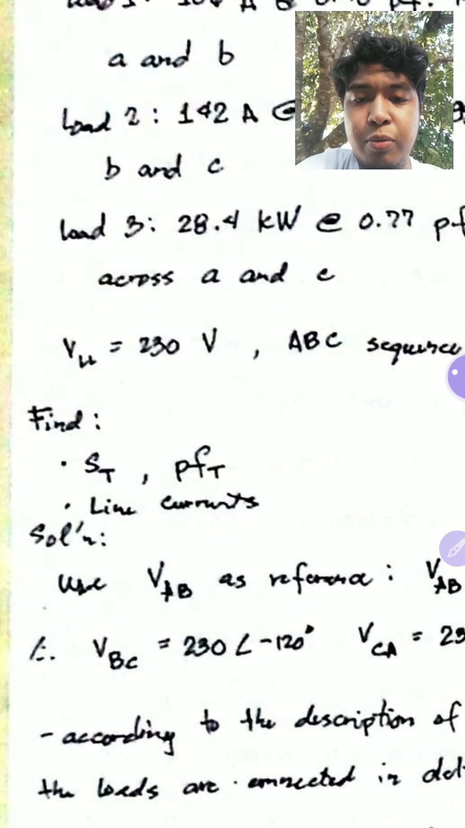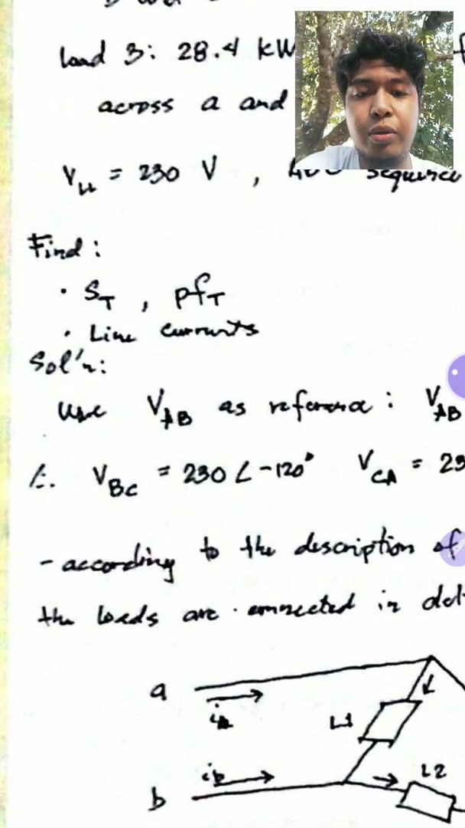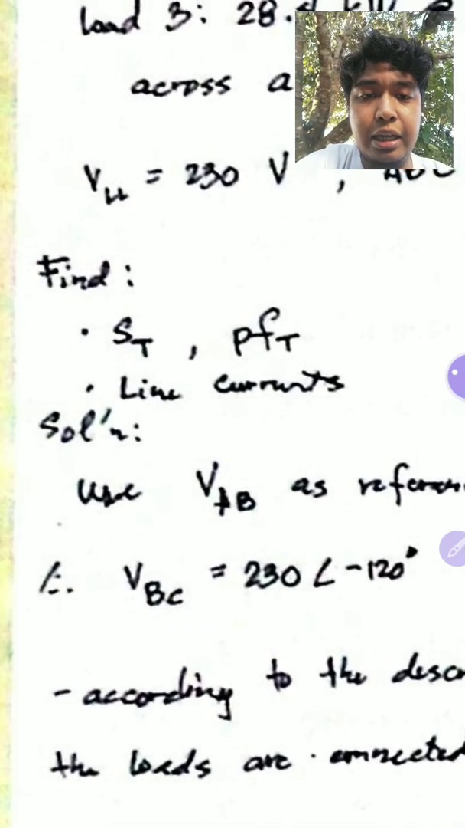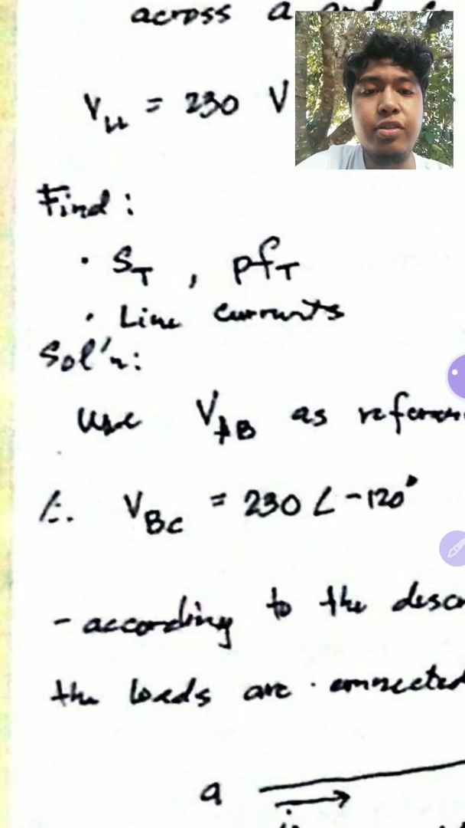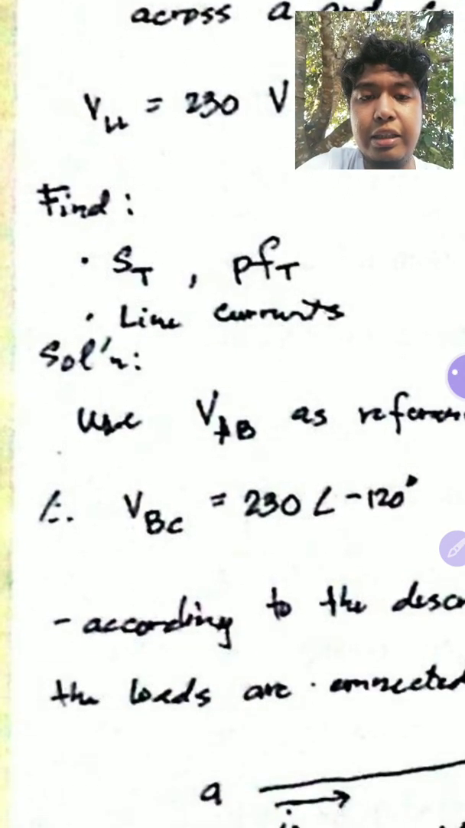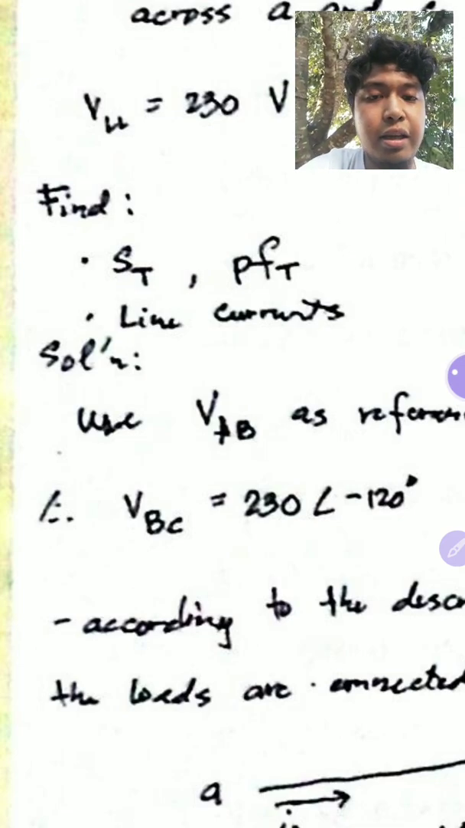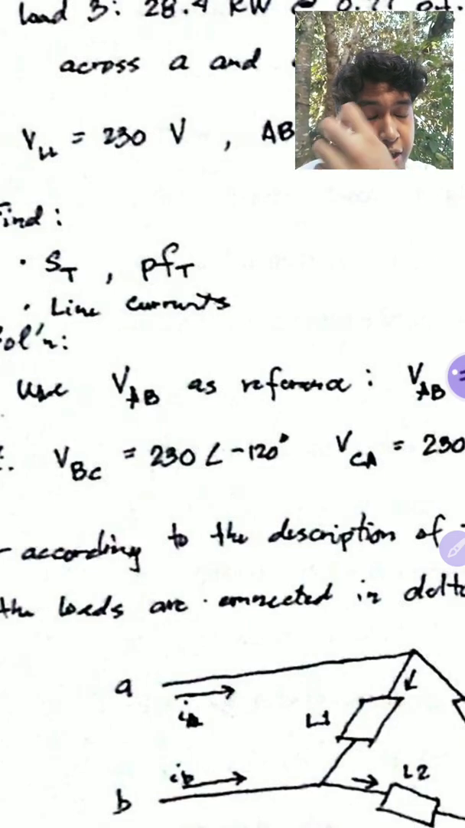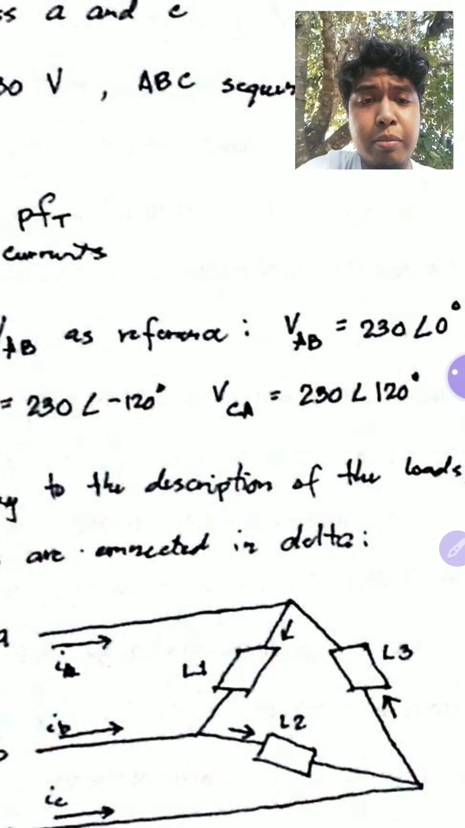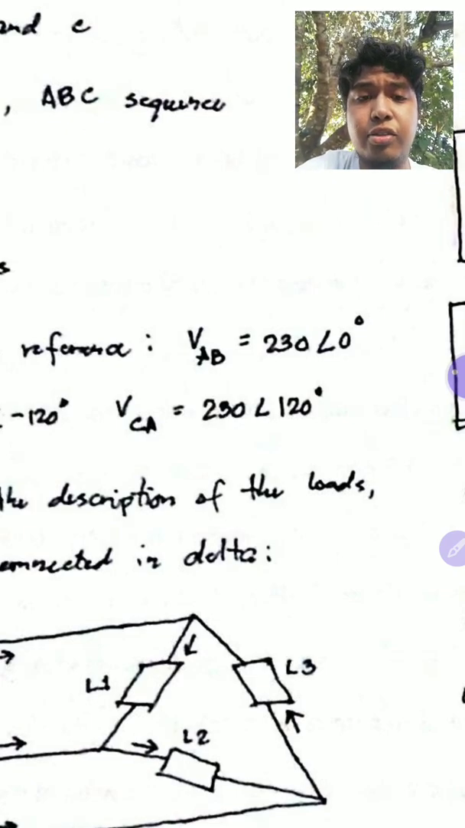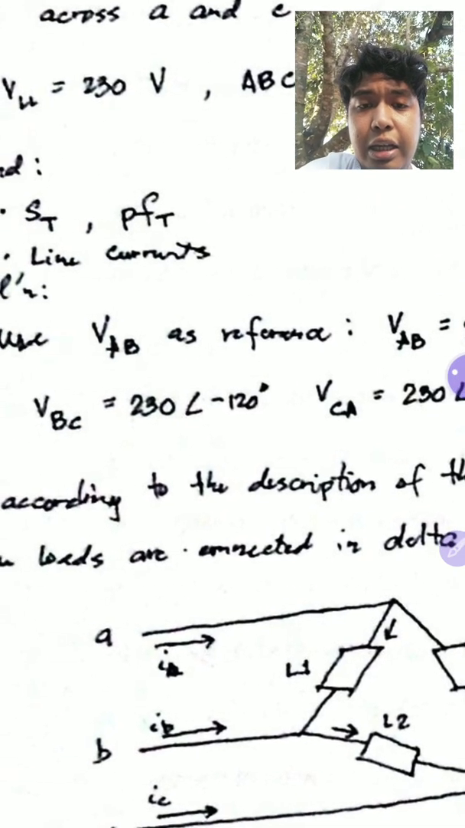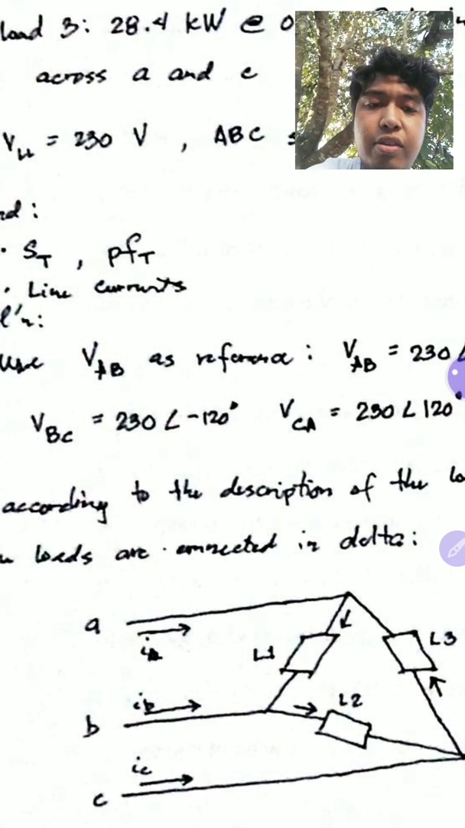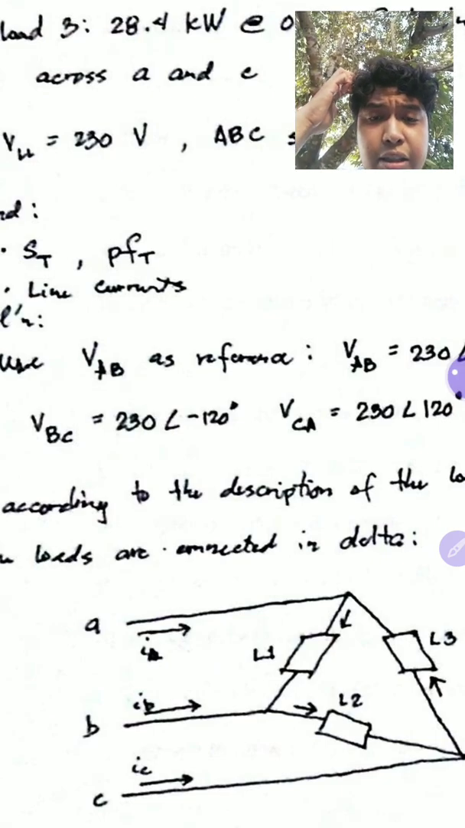For this example, we want to get the total power, total apparent power, and total power factor of the system, and then later on we'll be getting the line currents for lines A, B, and C. Since your voltage AB is reference and the system is in ABC sequence, your VAB is at 230 angle 0. Then you have VBC, which is 230 angle negative 120, and VCA, which is 230 angle 120.